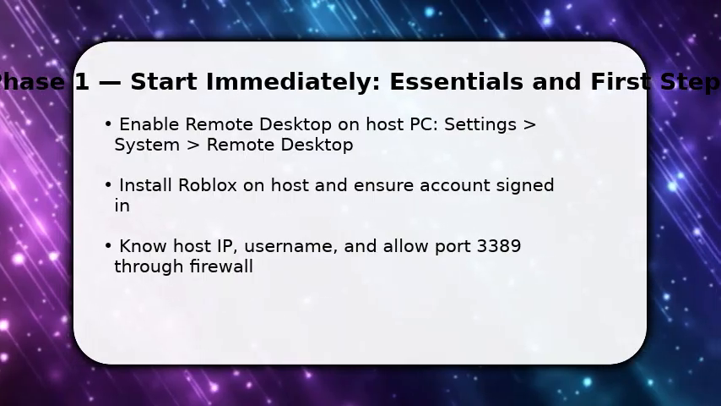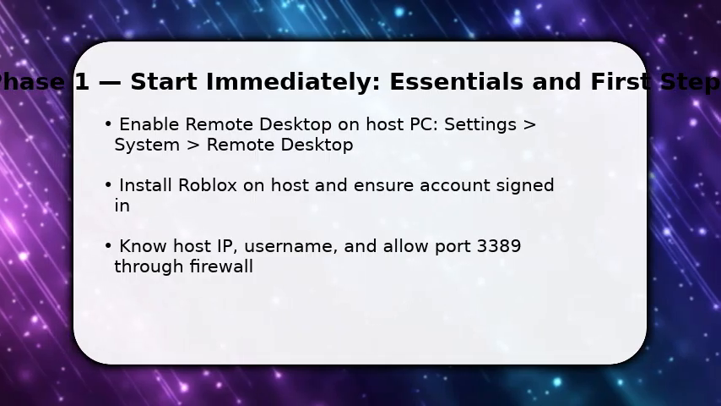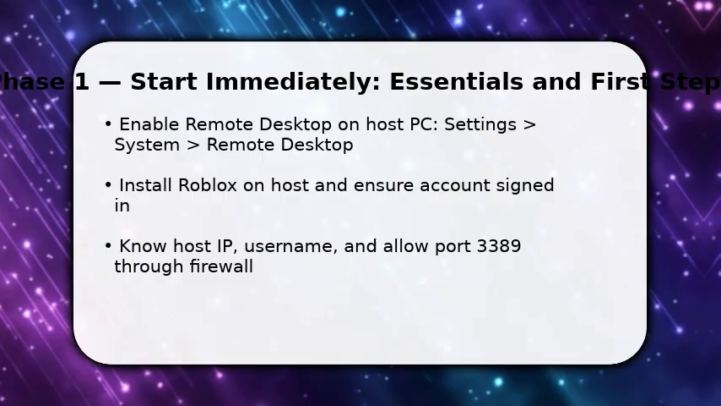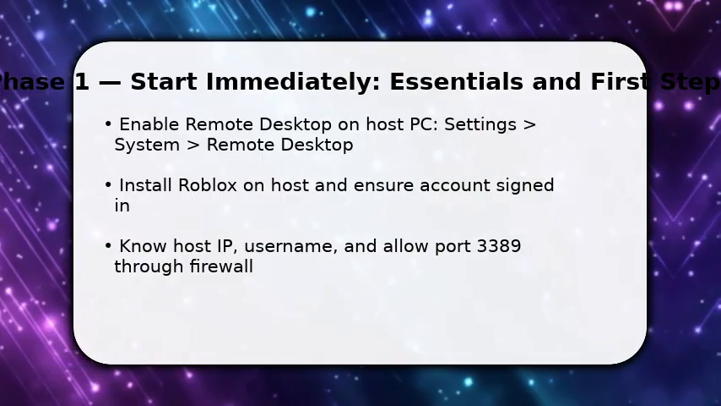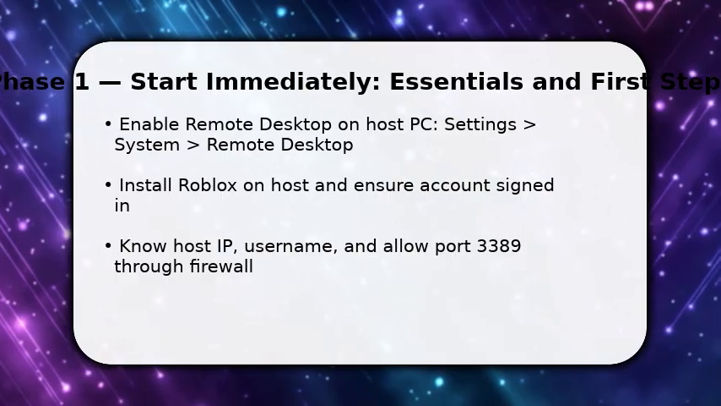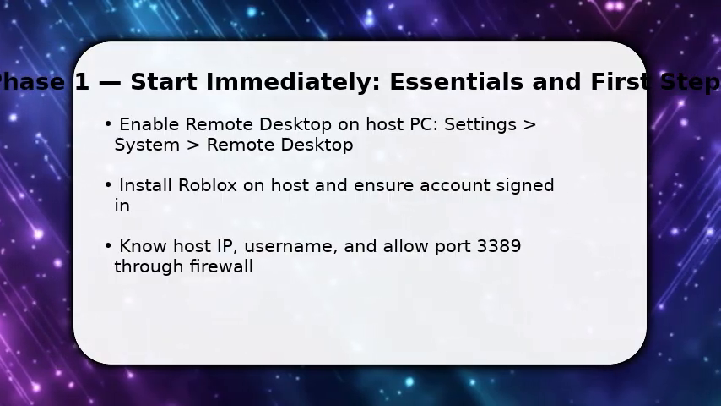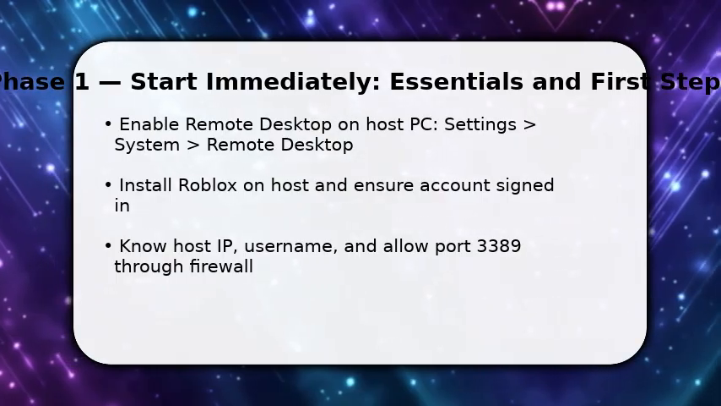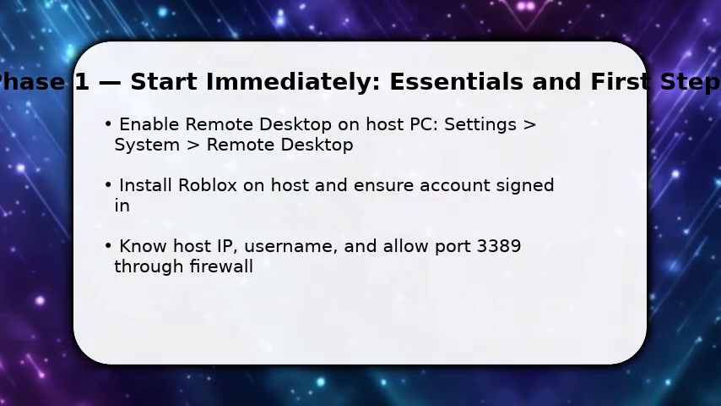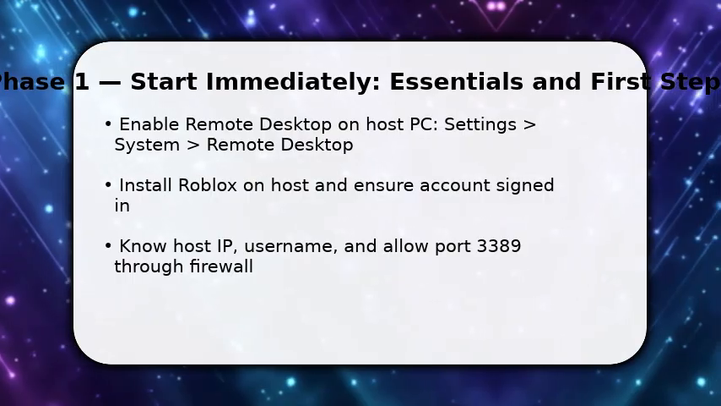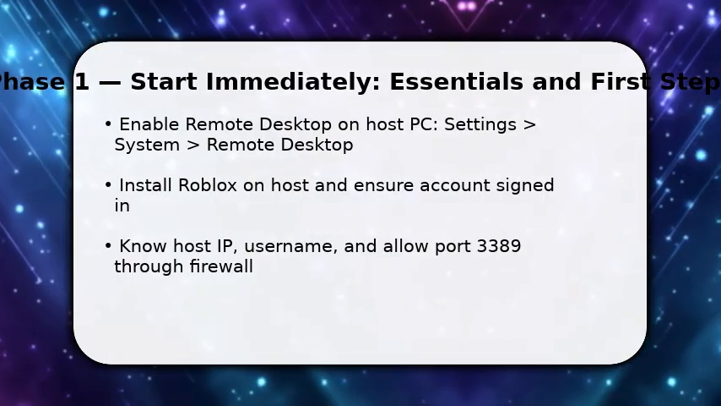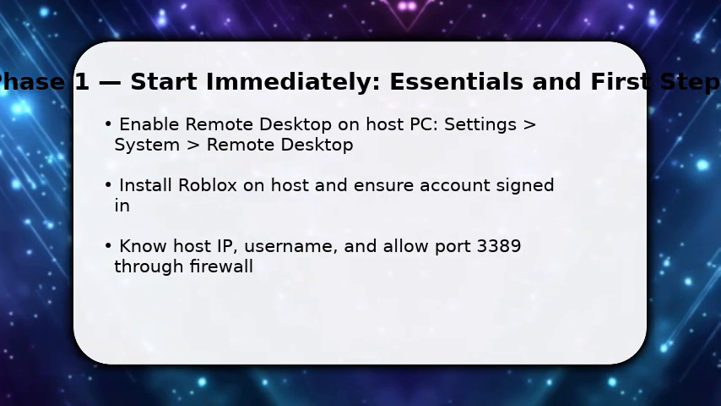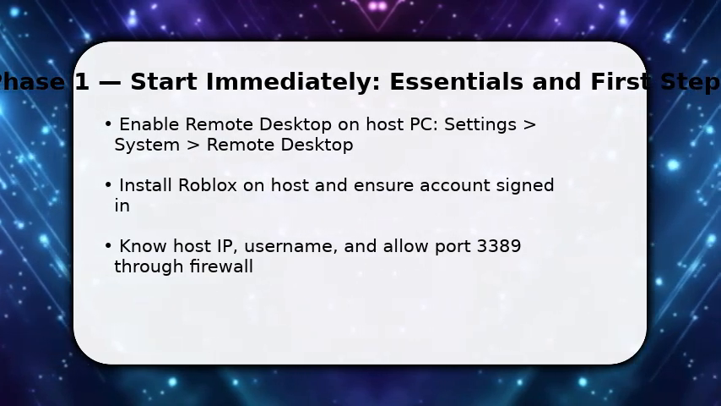You start by preparing the host machine, enable remote desktop and system settings, and sign into Roblox so the app is ready. Once done, confirm the host's IP address and username, and open port 3389 in the firewall. This allows a remote client to reach the desktop. Make sure the host has stable upload bandwidth, otherwise input lag will ruin gameplay. Set a strong password for the user account, because remote desktop opens direct access to the machine.